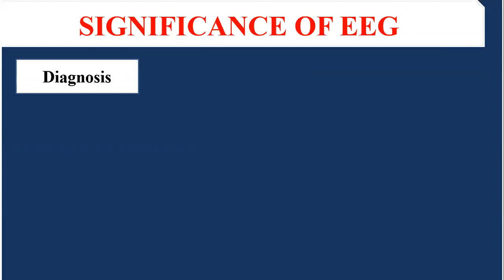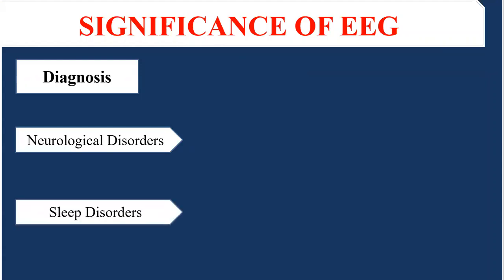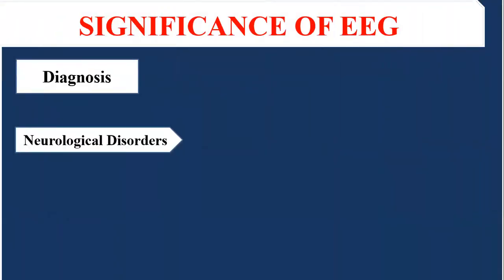So why is this EEG performed to diagnose various diseases? It may involve neurological disorders, and it may also involve sleep disorders. Most specifically, for the neurological disorders, these abnormal graphical representations of the brain activities will be useful to assess different diseases related to the brain or different neurological disorders.